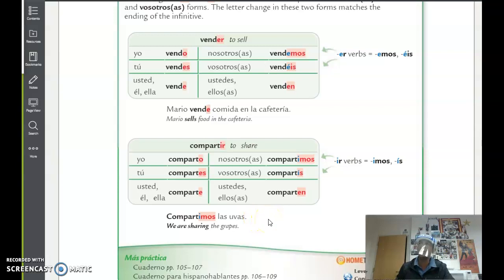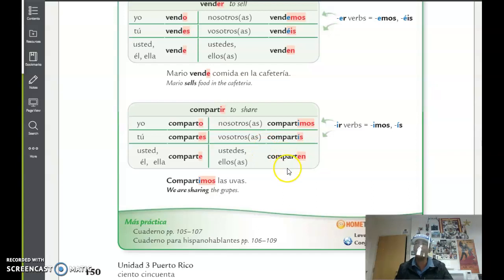So that's what you do with ER and IR verbs. That's the beauty about it, that they share the same endings. Okay? Most of them are going to have an E and an N in it, except in nosotros and vosotros form, where you just have to match. If it's an ER, it will be emos. If it's an IR verb, it will be imos. Okay? You guys have any questions about that?